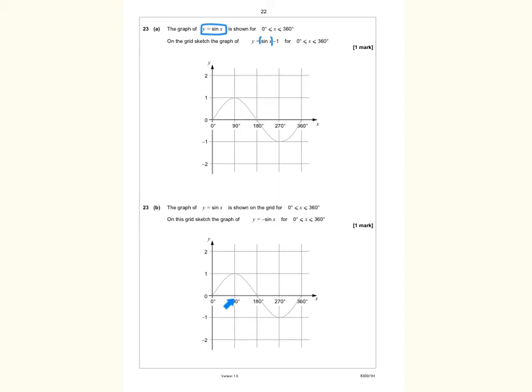Let's look at what happens when we do sine 90. Sine 90 is 1, so sine 90 takes me to 1, but then I need to do the negative of that, so then it will be negative 1. So this point stayed there, and this point actually came here. Think about what happens to these points, and then you will have to draw your sketch from there.